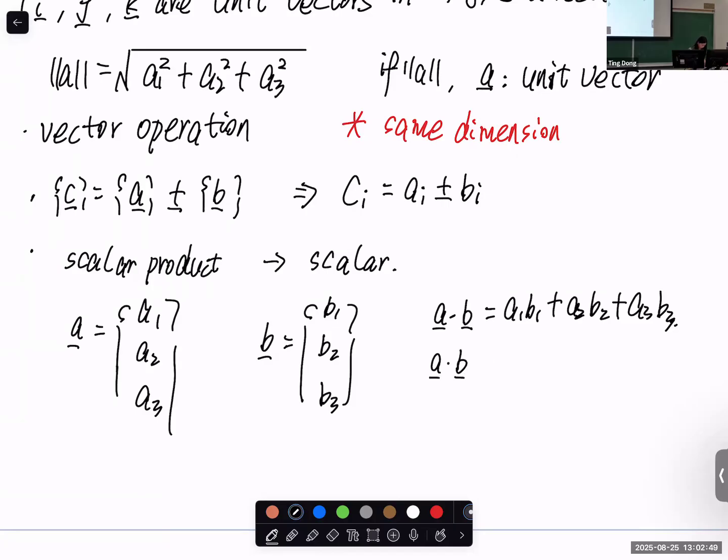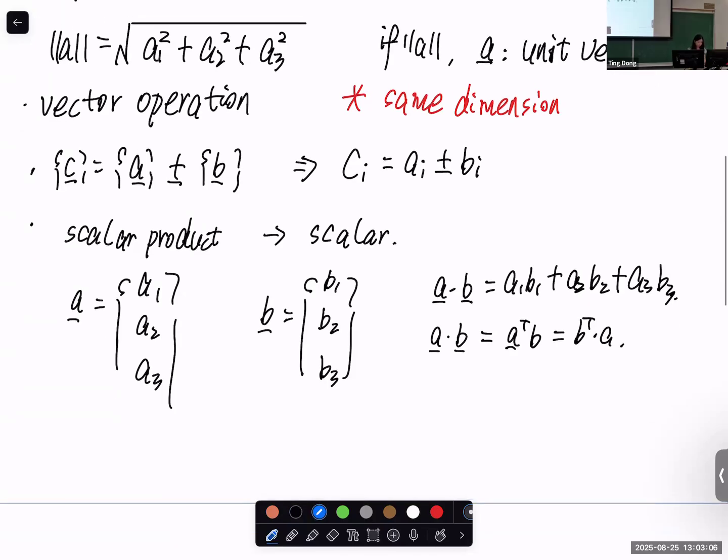And of course, we know that since in the end it's a scalar, we can also write this as A transpose times B or B transpose times A. And I want to say that this is just to help you understand the basic vector operation. You can use MATLAB in your homework when the dimension gets higher than three. So in MATLAB, you can simply use the prime as the transpose. This is a scalar product in MATLAB.